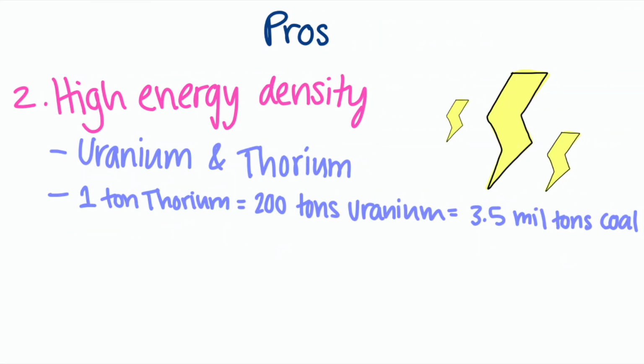Another benefit of nuclear energy is that it has high energy density, meaning we're getting a lot of energy out of it. We've been using uranium for many years, but recently we've been paying a lot more attention to thorium. Using both of these will last us a long, long time. Just 1 ton of thorium will produce the same amount of energy as 200 tons of uranium, which will produce the same amount of energy as 3.5 million tons of coal. So as you can see, we're getting a lot more out of this than burning coal.